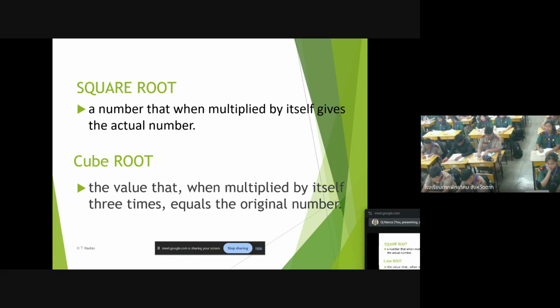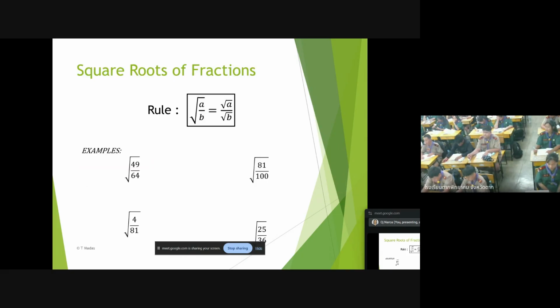Okay, let's move on. All right, so like what I said, we have different rules in finding a square root and a cube root. So now, let's see this one. Square roots of fractions. You know how to get the square root, right? Let's say square root of 16. What is the answer? 4, because the factor we have is 4 times 4 is equal to 16.